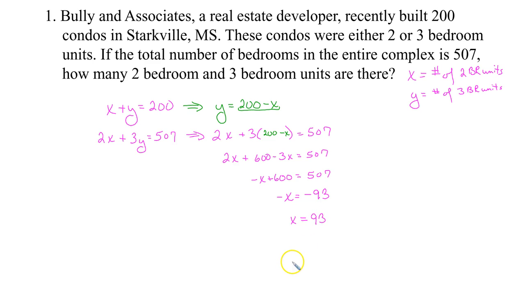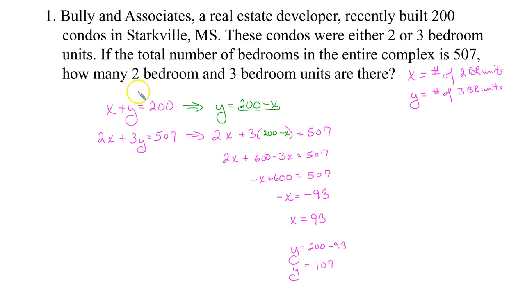Now, in order to finish solving this problem, I need to find a value for y. So y we know was equal to 200 minus x, so 200 minus 93. And y is equal to 107. Now, here comes the last part of this problem.